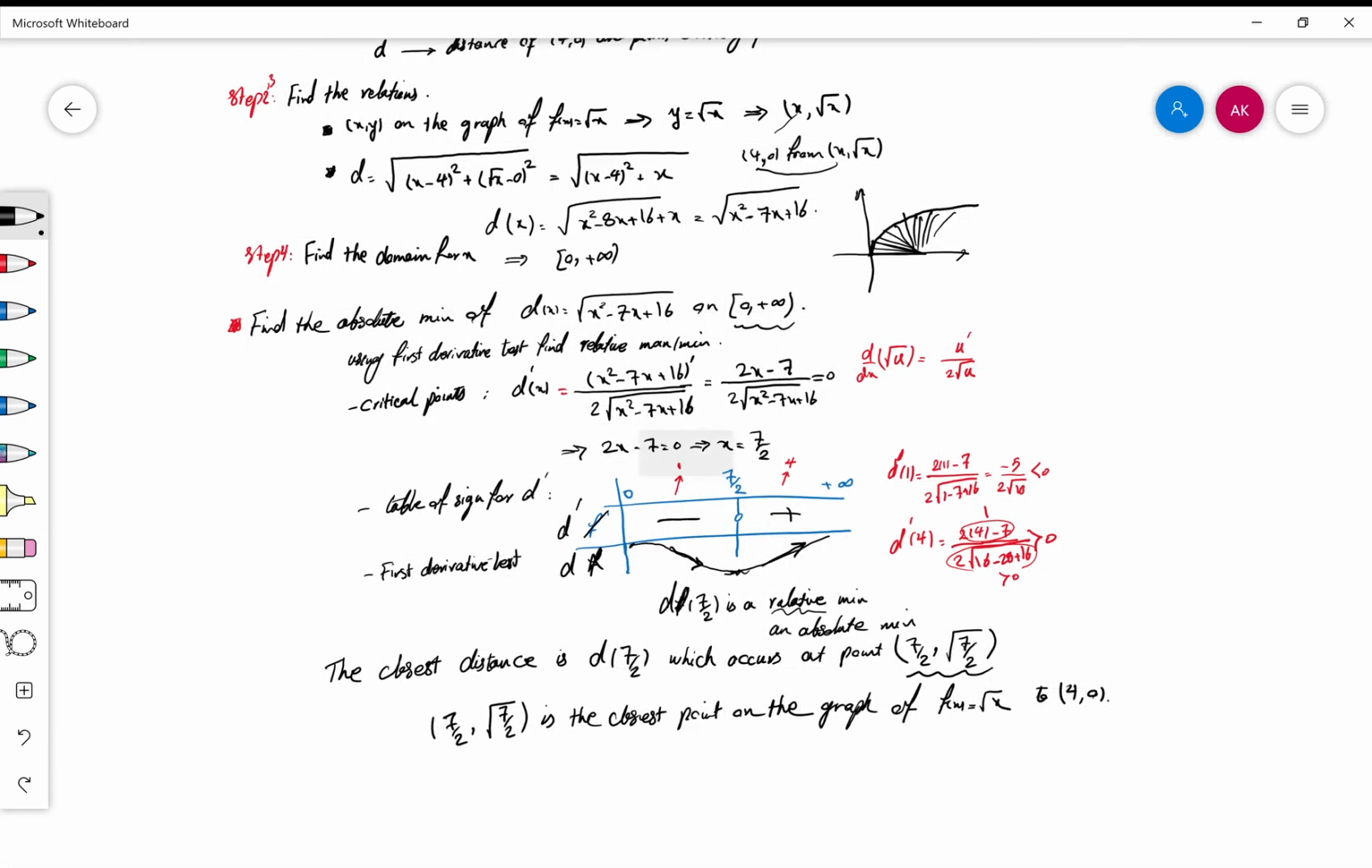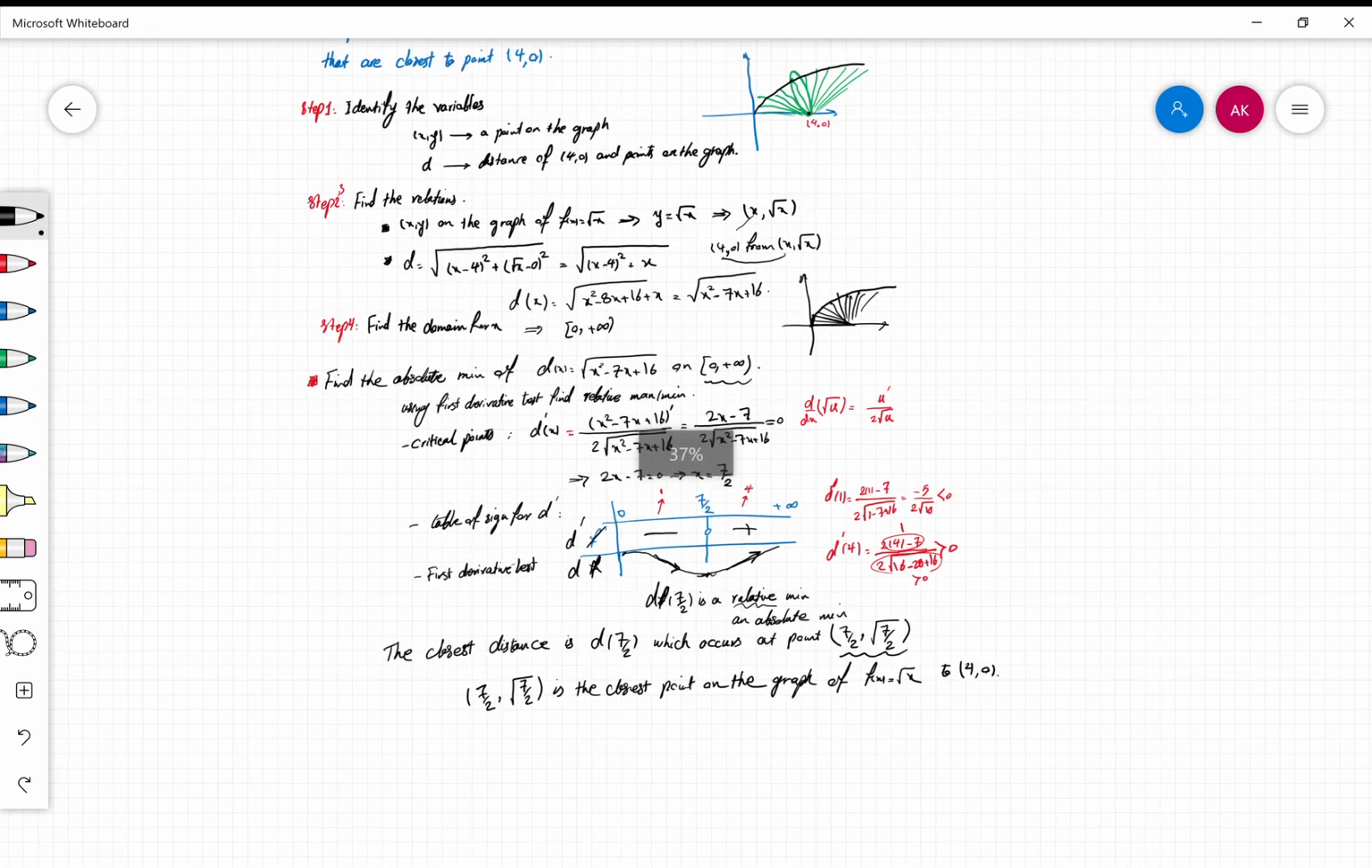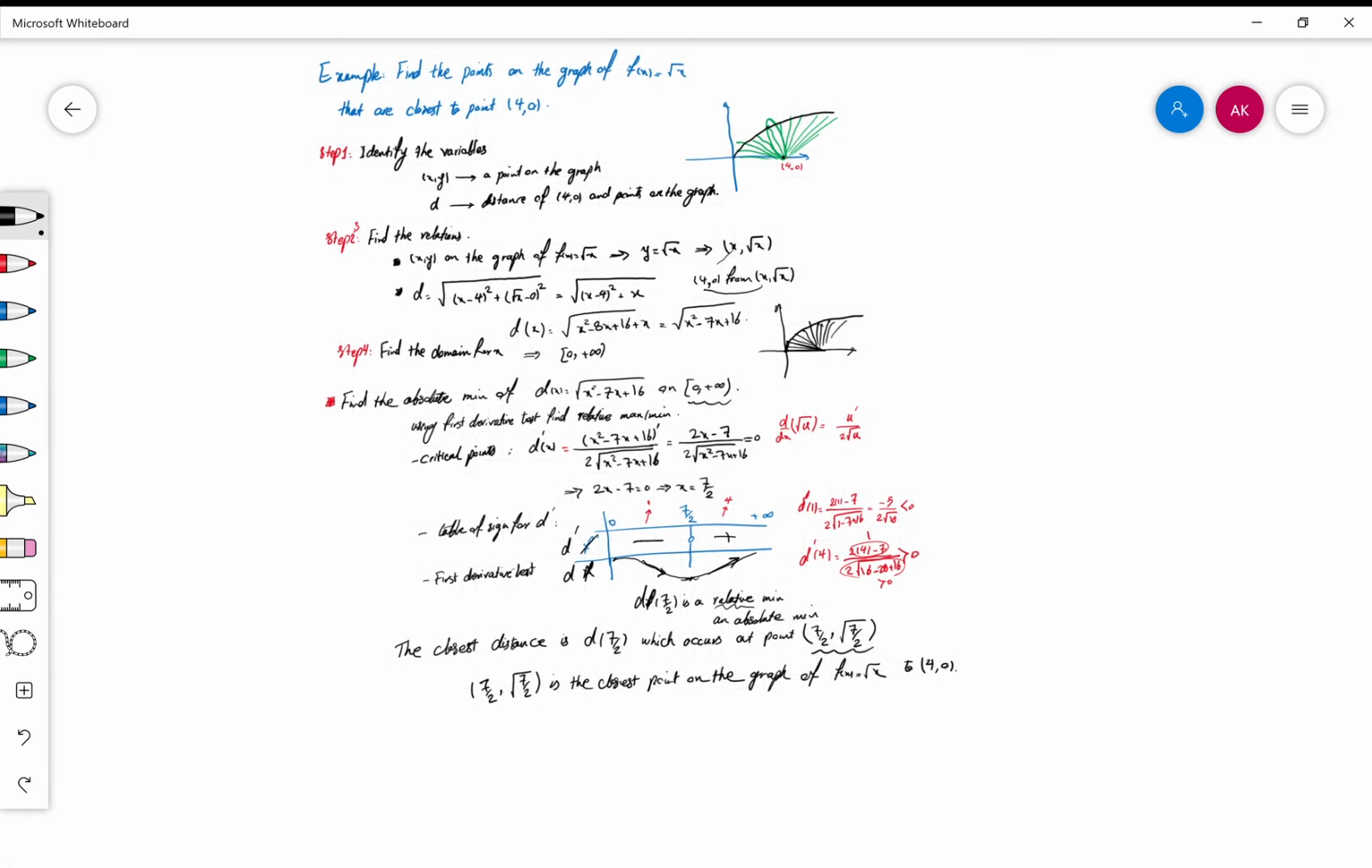So as all optimization problems go, we first need to do the modeling, then find the maximum or minimum, the absolute max or min of the function. That's how we do this exam.